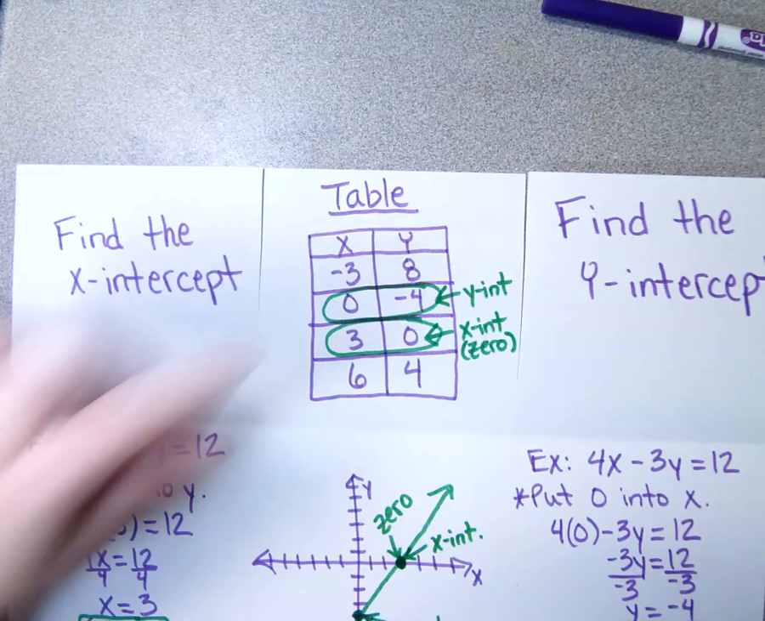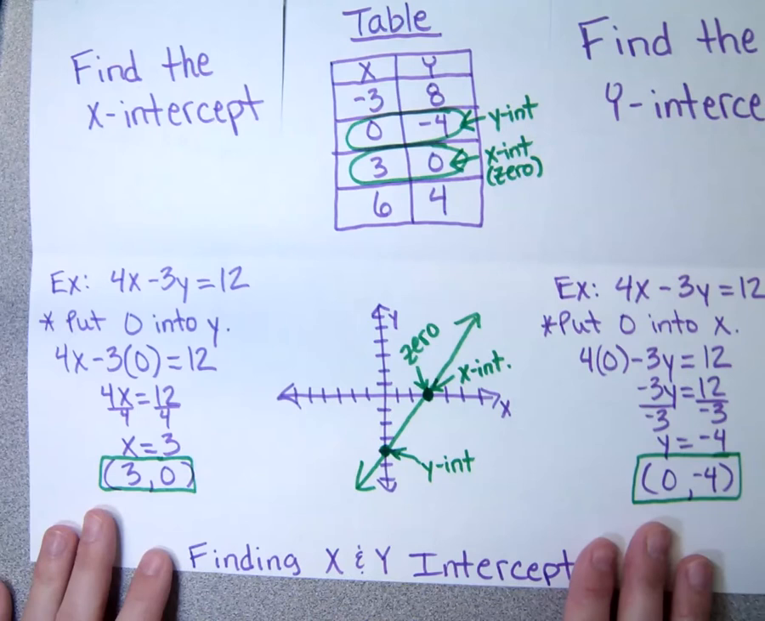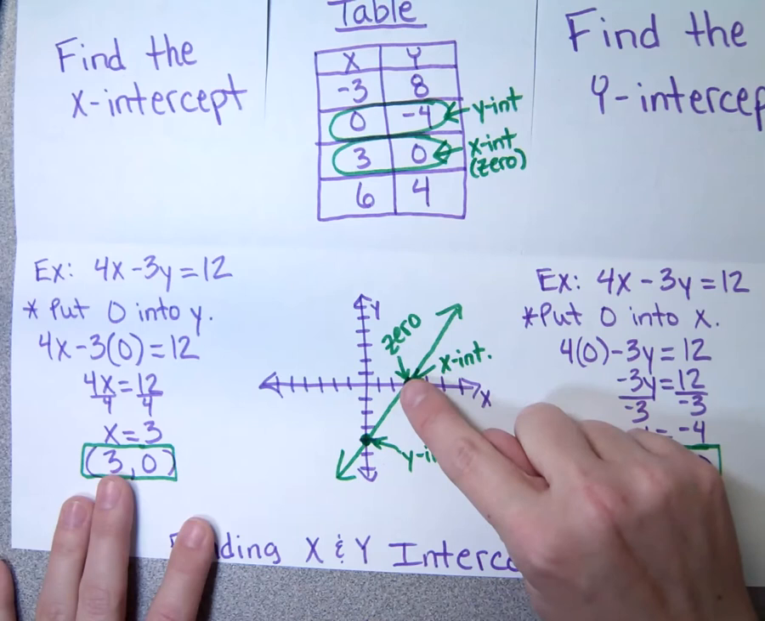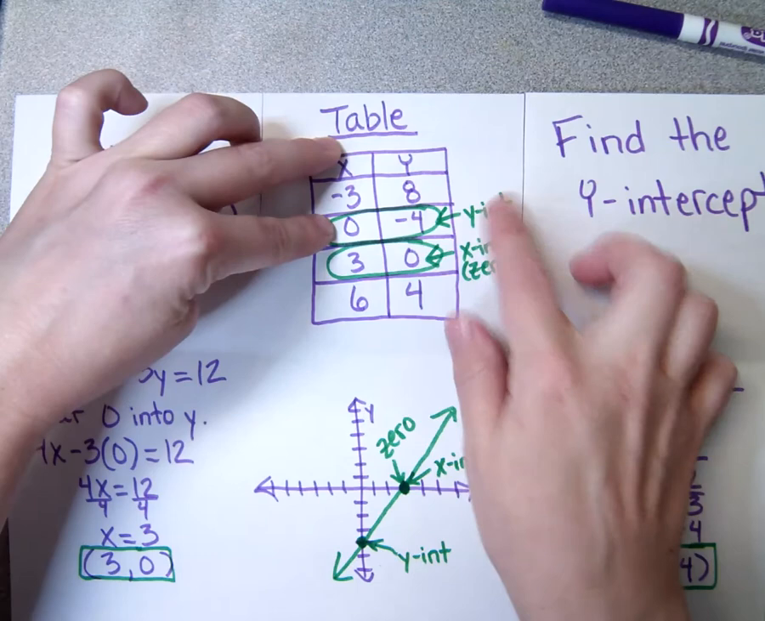Okay, so in this foldable, we talked about how you find intercepts three different ways. If you have an equation and you want to find the x-intercept, you put zero in y. If you want to find the y-intercept, you put zero into the x. If you have a graph, wherever the graph touches the x-axis, that's the x-intercept. Where it touches the y-axis, that's the y-intercept. And if you have a table, that's when you want to look for your zeros. And when the x is zero, that's your y-intercept. And when the y is zero, that's your x-intercept.